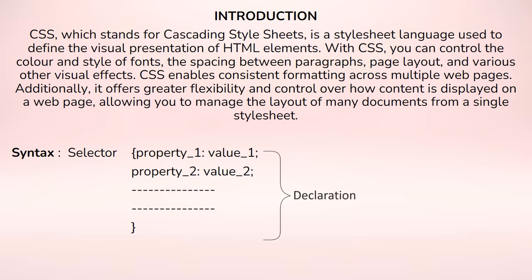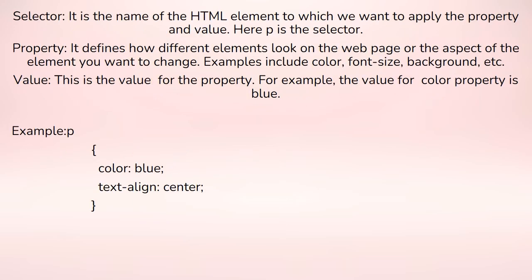Syntax: selector { property_1: value_1; property_2: value_2; } Selector. It is the name of the HTML element to which we want to apply the property and value. Here P is the selector. Property. It defines how different elements look on the web page, or the aspect of the element you want to change. Examples include color, font size, background, etc. Value. This is the value for the property. For example, the value for the color property is blue.